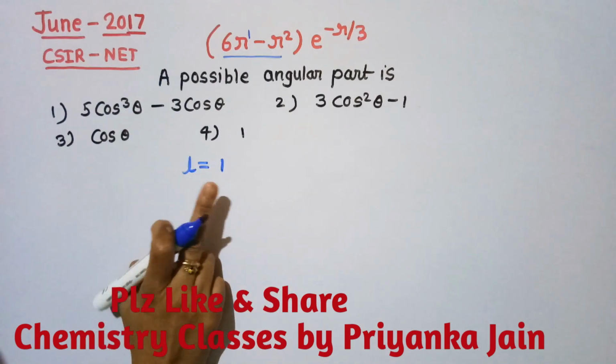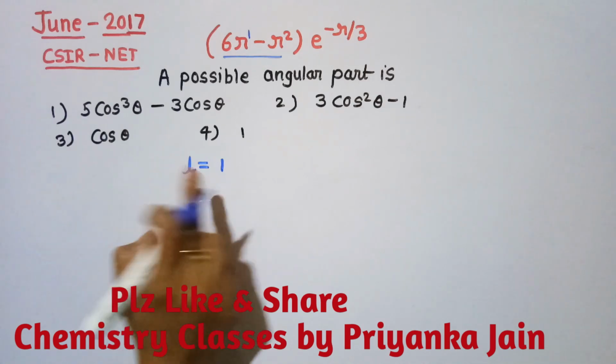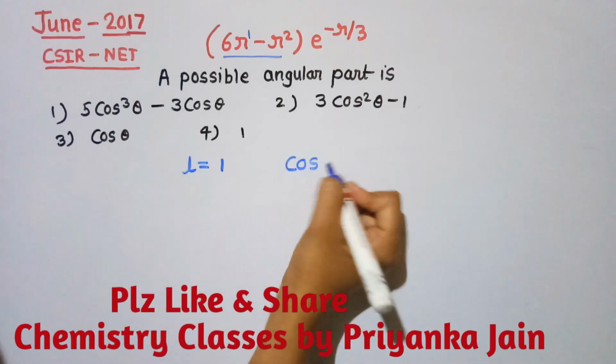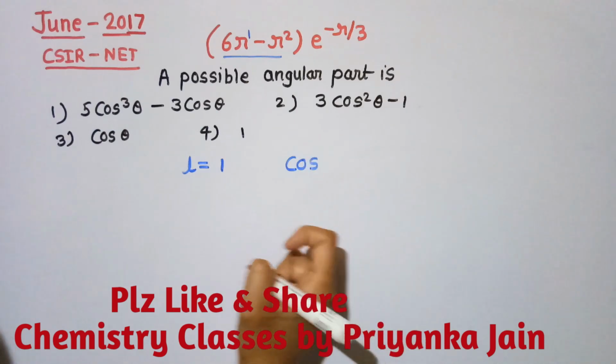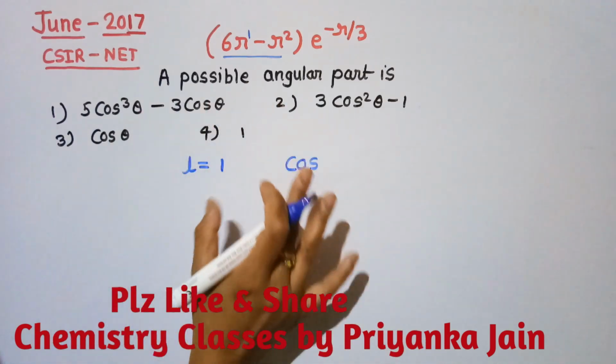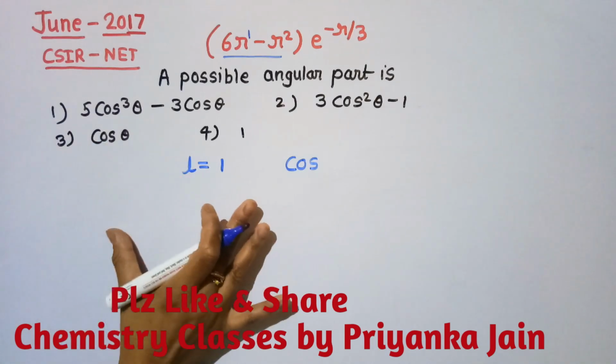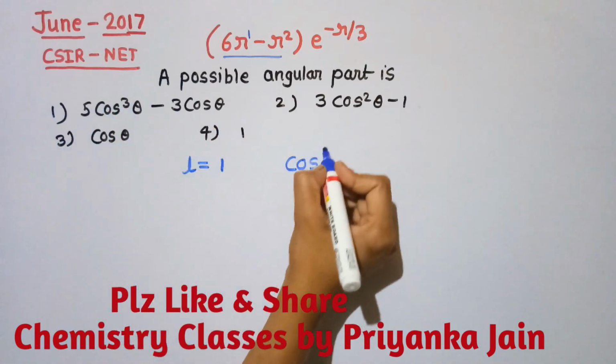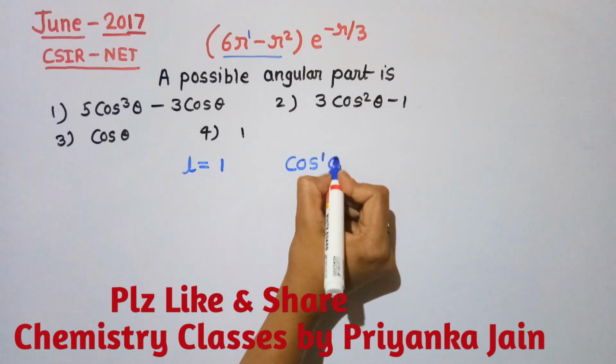And when the value of l is 1, what does it mean? It means the power of cos theta plus sin theta will be equal to 1. Now in these options you can see there is no sin part given, only cos theta. So the power of cos theta should be 1 in this way.